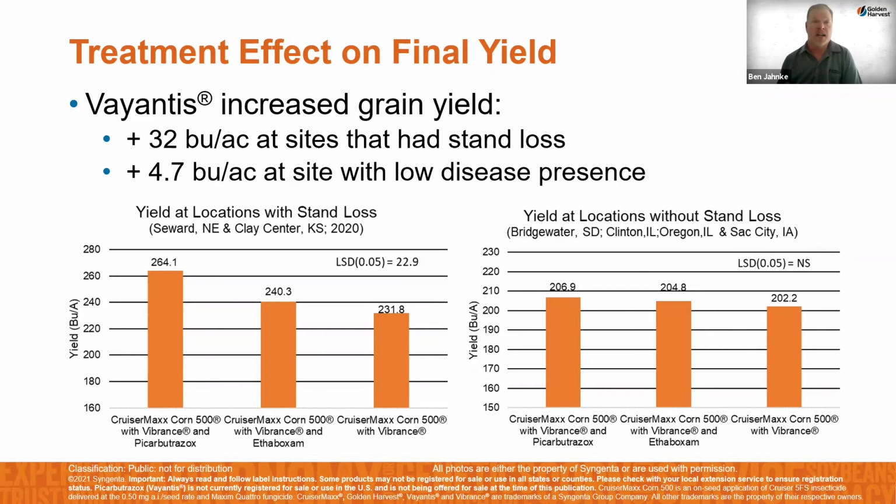When we look at the combined effect that Viantis had on plant population and uniformity of our plant stand, we saw that Viantis increased grain yield by over 30 bushels at sites where we had significant stand loss. You can see that in the graph on the left here. It's also important to note that where we didn't see as much disease pressure, we still saw about a 5 bushel per acre yield bump with the addition of Viantis.